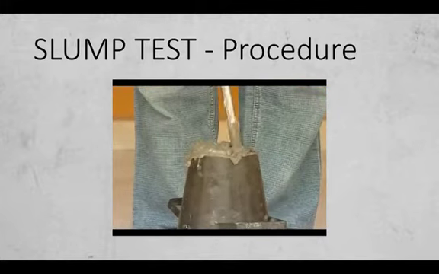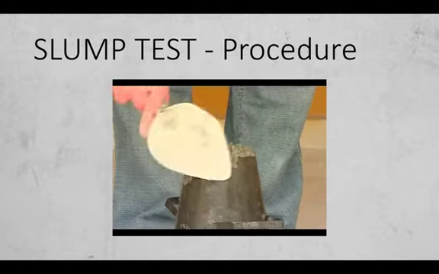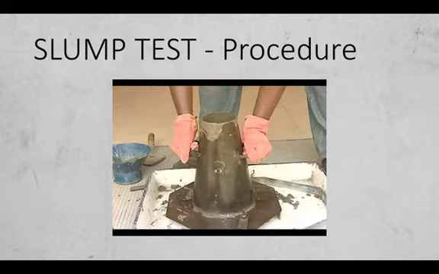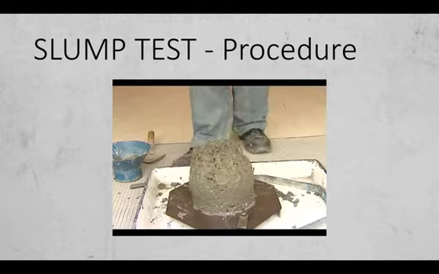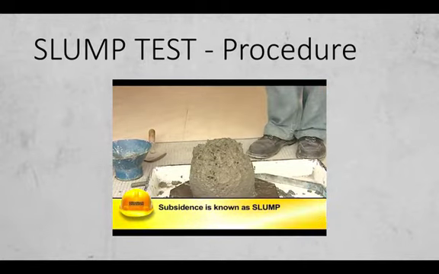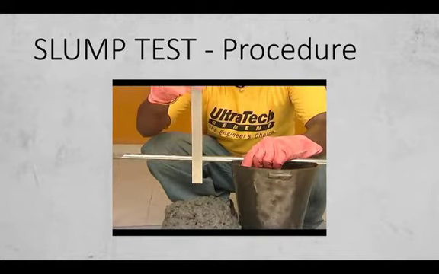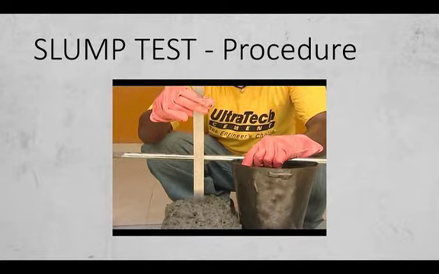After the top layer is tamped, the concrete is leveled with a trowel so that the mold is filled exactly to the top. The mold is then removed by raising it gradually. The concrete will subside. This subsidence is known as slump. This operation shall be carried out without any jerks or vibrations and within a period of 2 minutes after completion of final tamping.